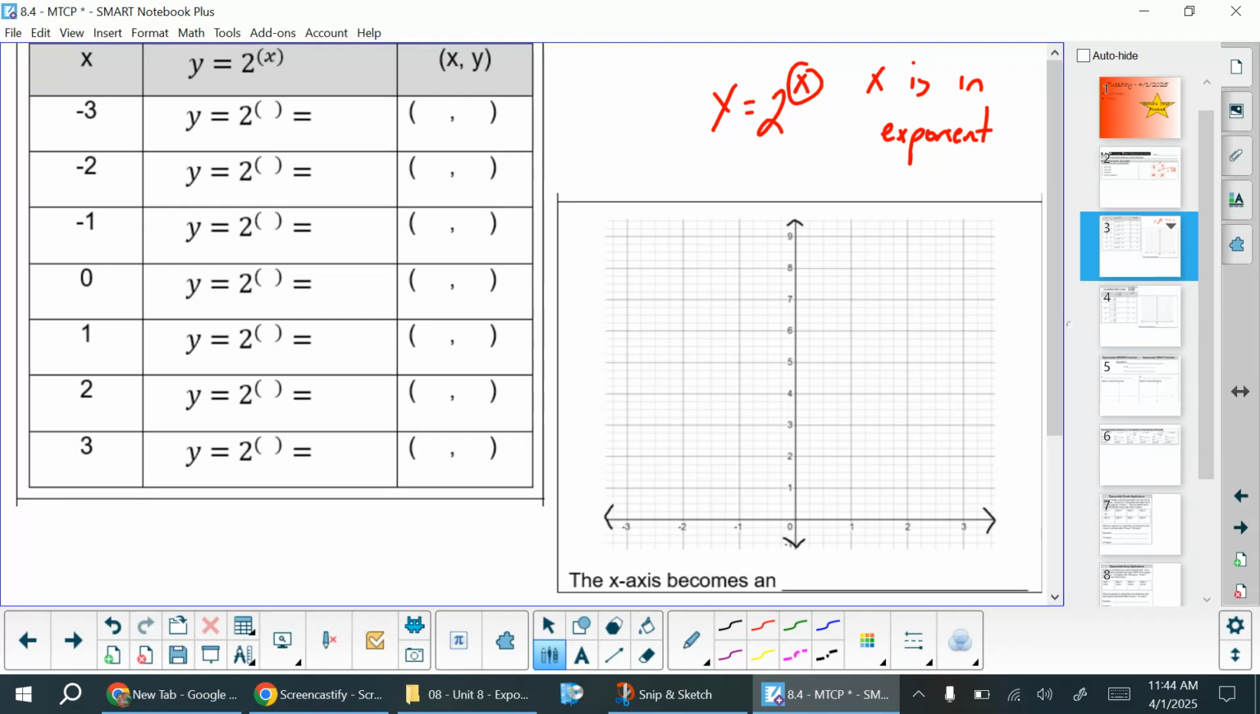But the way this works is we are just taking different values for x and plugging them in. So starting right here in the middle, if I plug in 0 for x, that just means I'm going to have 2 to the 0 power. And we remember 2 to the 0 power is really 1. So I have the point 0, 1. If I'm plugging in x equals 1, I'm putting a 1 there. X equals 2, I'm putting a 2. X equals 3, I'm putting a 3. And the same thing with the negative numbers.